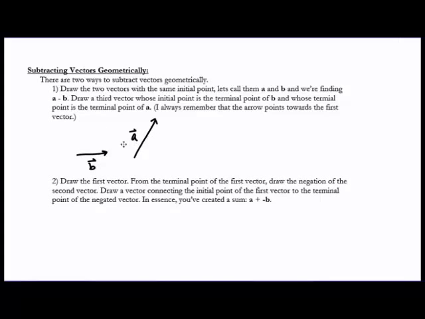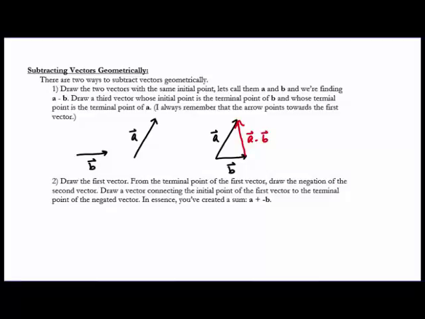So we have A and we have B, and what I want to do with them is subtract them. So step one is going to be to take A, take B, and give them the same initial point, and then you complete the triangle, and when you complete the triangle, you point to the first vector. So if I'm doing A minus B, A is the positive vector, it's the first vector, so I draw this thing right here, and that's vector A minus B.